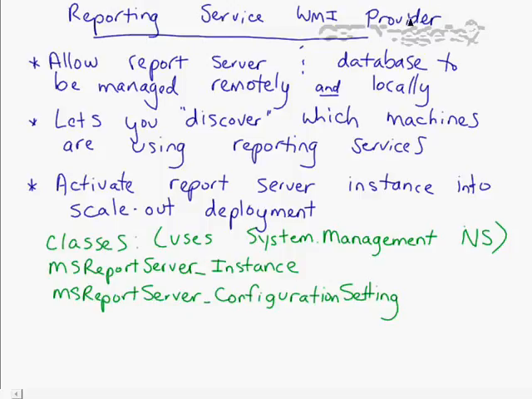guidelines. So this WMI provider is used to allow the report server and the database to be managed remotely and locally. It can be used to discover which machines are using reporting services, and it can also be used to just look at the different properties and set the properties. Another usage of it is to activate report server instances into scale-out deployment. So let's say that you have 10 report server instances. Instead of using the graphical interface to do this, you can programmatically do it.